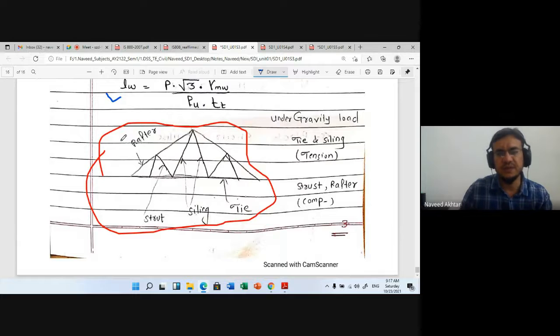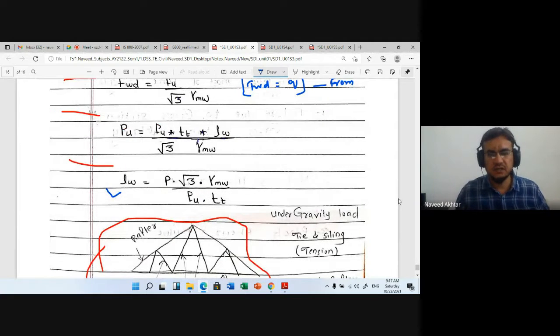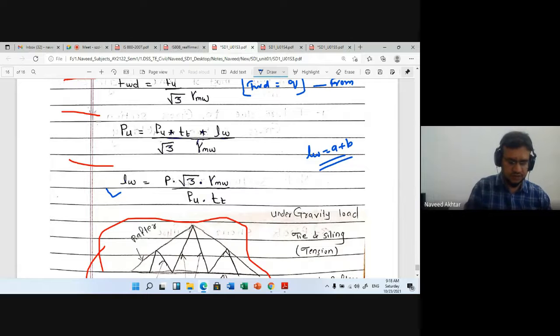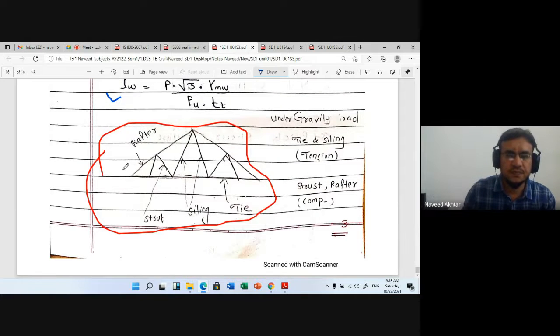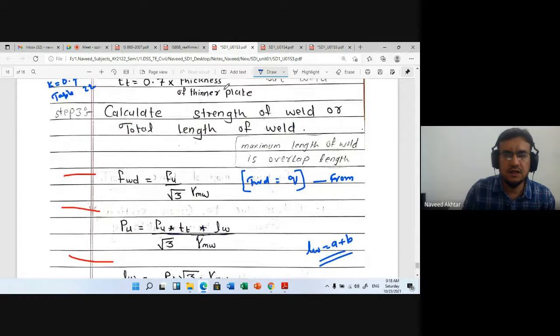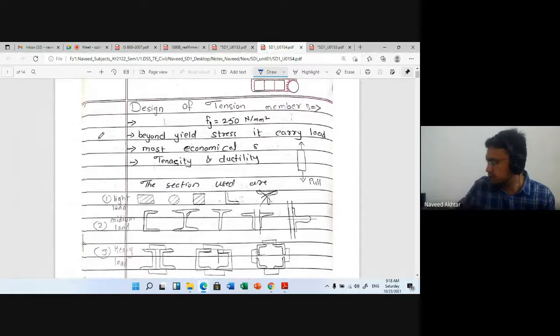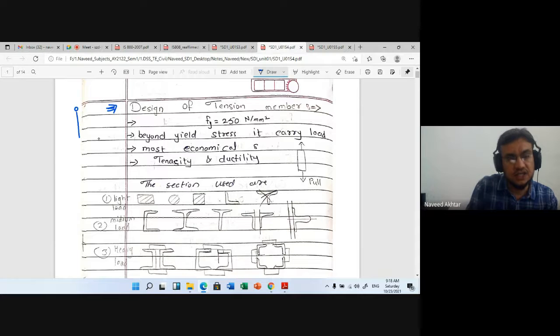And as per the requirement, if there is an angle section, then the total length of weld is nothing but A plus B, and based on the CG of the section, the axis of CG of the angle section, you can find out the values of A and B by equating the moments. Now, in unit number 1, the basic design of tension member is also given, where the member is having the axial pull.